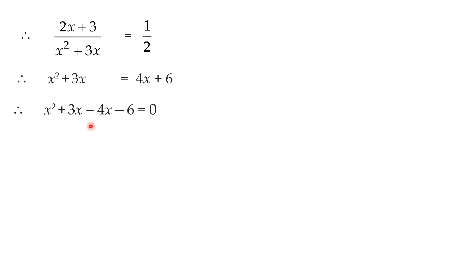So minus 4x plus 3x, here we are going to get minus x, and therefore the equation is x square minus x minus 6 is equal to 0. Now we need to solve this by the factorization method. Observe the last term. Last term is minus 6. So we have to think of two numbers whose multiplication is 6 and difference is 1.